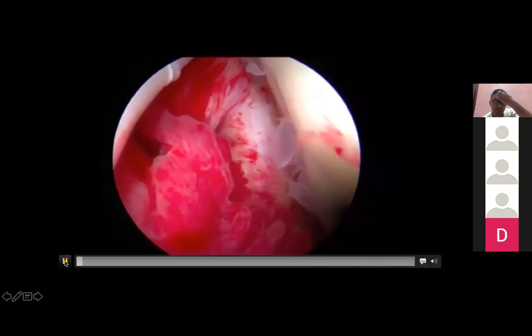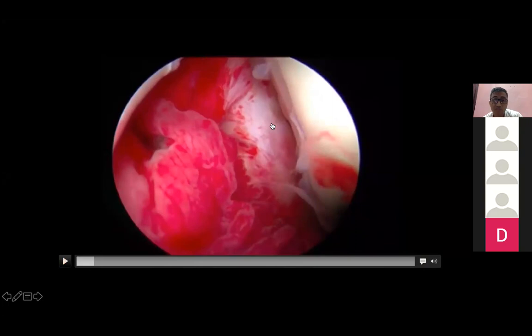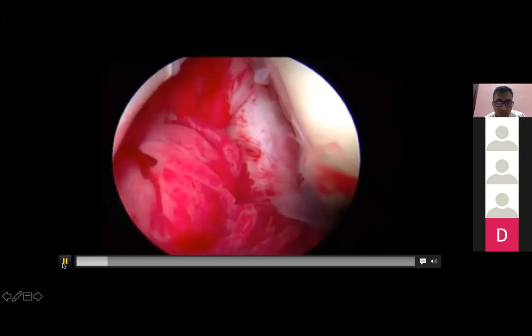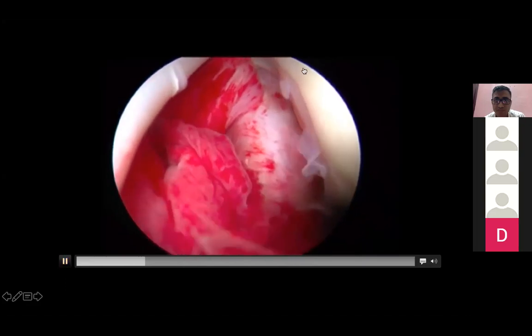This is the arthroscopic anatomy, and this is the subscapularis tendon, and this is the shoulder when viewed from the posterior portal. This is the head of the humerus, and this is the biceps tendon. The synovium looks congested here, and this is the anterior part of the shoulder joint. So this is the head of the humerus.